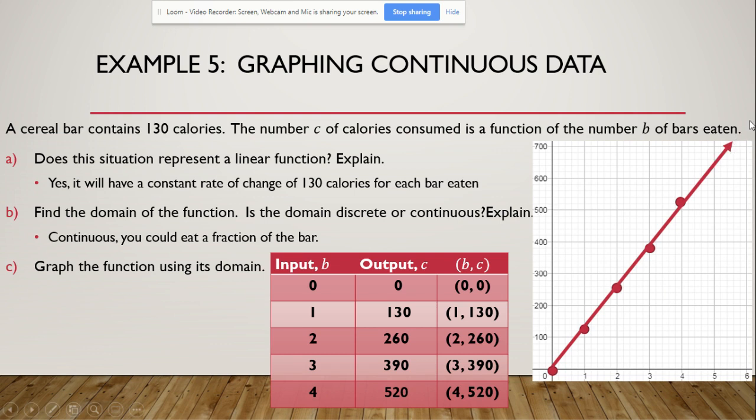I mean, I can certainly eat way more than 6 bars. So this line is going to go on. It would certainly have a limit. I don't know what that limit is for how many cereal bars the human body can consume. But I'm sure there's a limit, but there's no need to put that limit into this graph.